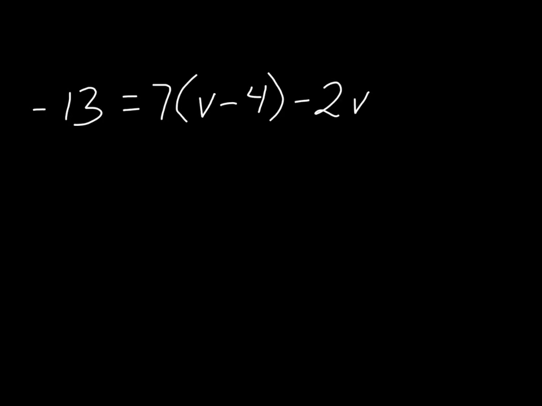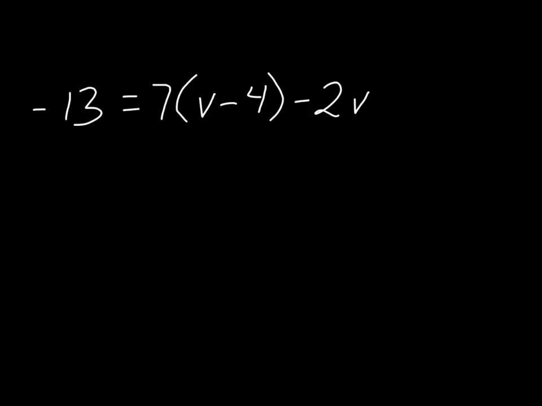Okay, so here we go. We're going to solve this equation. We have negative 13 equals 7 times the quantity, that's what those parentheses mean, 7 times the quantity v minus 4, and then subtract 2v.